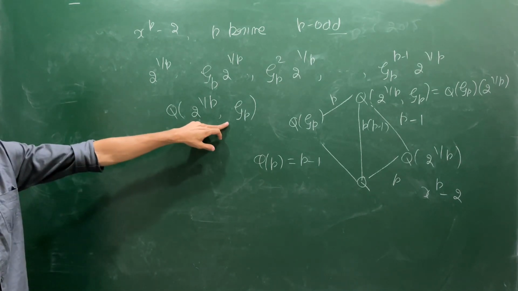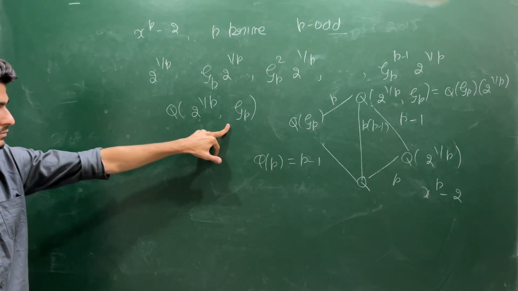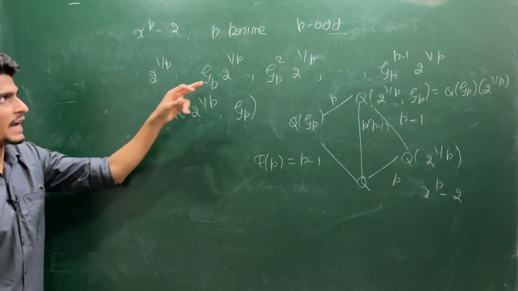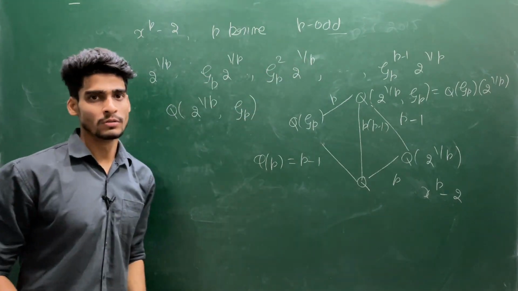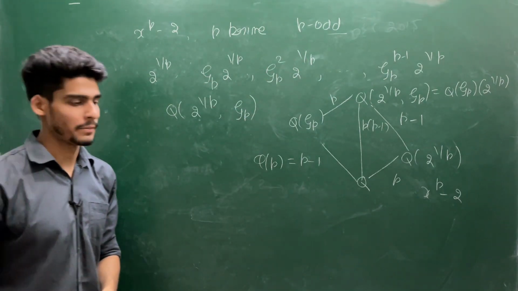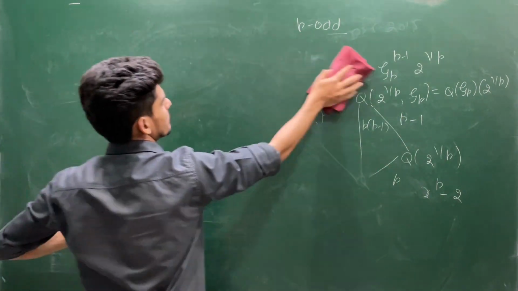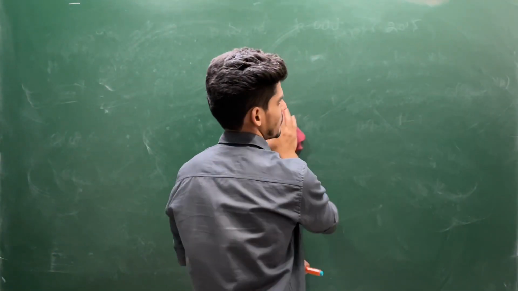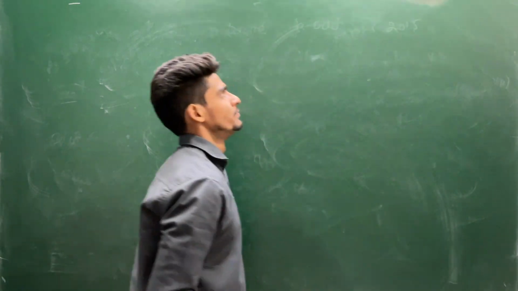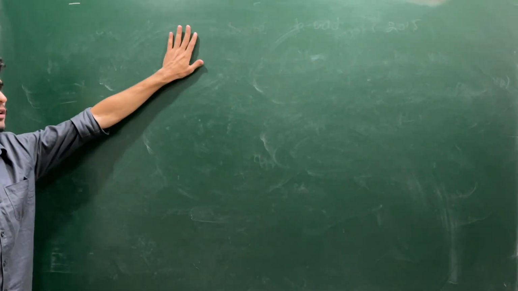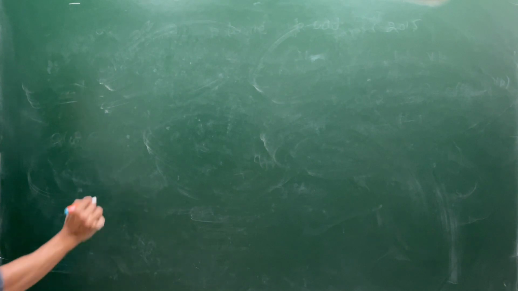So this is the splitting field, because this is the smallest, and I have removed the case when p is 2, that is, p is the even prime. So now you have understood the concept of a splitting field.